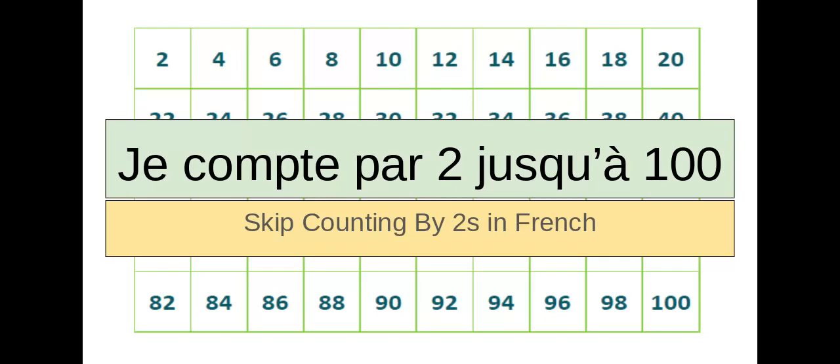Aujourd'hui, nous allons compter jusqu'à 100 par deux. Today we are going to count all the way to 100, but we're going to do skip counting. Skip counting by twos en français. Skip counting is a way that we count faster.